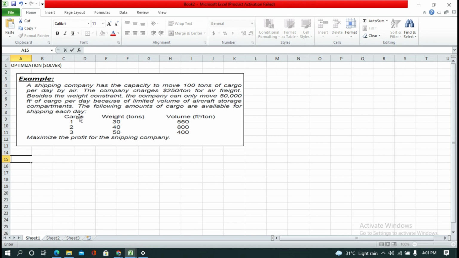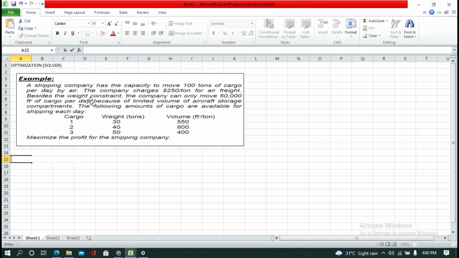So we have here the list of cargo. We have three cargoes, 1, 2, and 3, and their weights that can be carried are 30, 40, and 50, and their volumes are 500, 800, and 400. So we're asked to find the maximum profit for the shipping company.